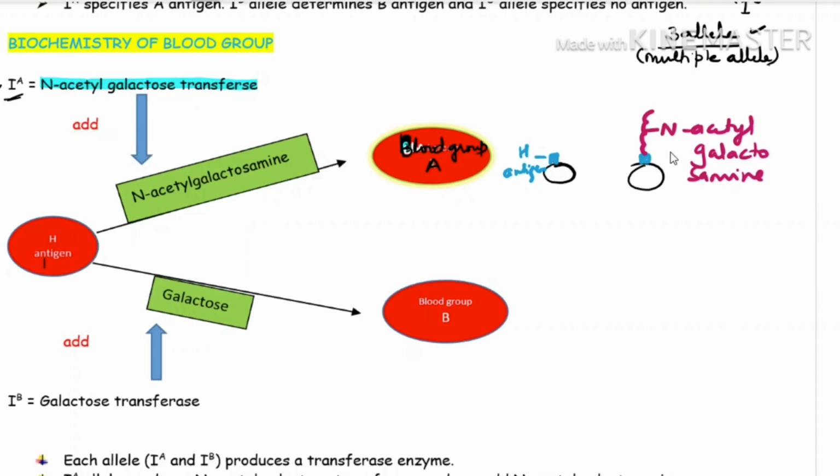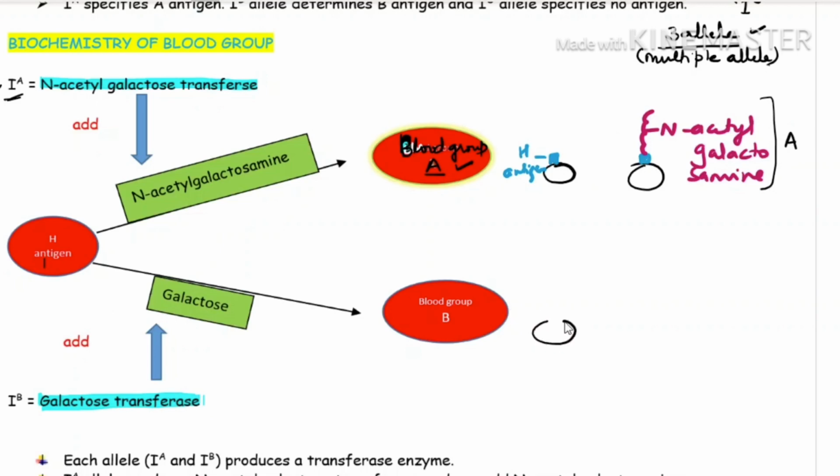Then this becomes your A antigen. It becomes A antigen and blood group A is made. Now gene IB. Gene IB will make galactose transferase. This is an enzyme which will add galactose to H antigen.